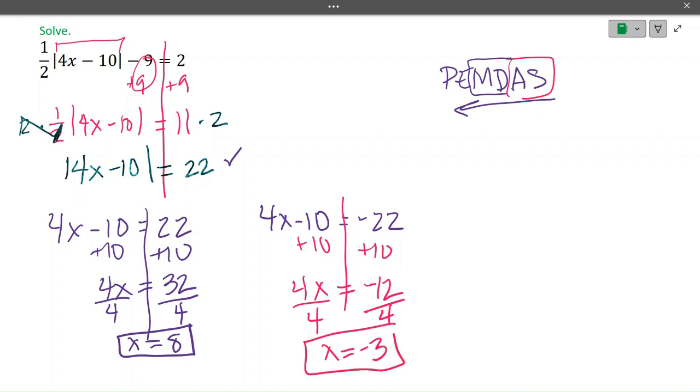Make sure you check your answers here. Sometimes I like to do these in my head. So I know that 4 times 8 is 32 minus 10 is 22. 22 times half is 11 minus 9 is 2. I could do the same thing with negative 3. 4 times negative 3 is negative 12. Minus 10 is negative 22. Absolute value of negative 22 is positive 22. And we're back to where we were. So this is correct. On to problem 3.